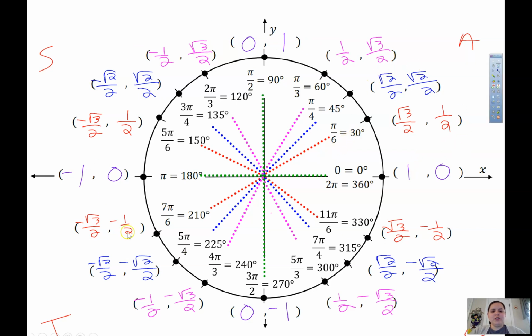If you notice on the unit circle, I have it color coordinated. So all my red ones are the pi over 6 reference angles. So if you notice, the denominators are all like over 6, over 6, over 6, over 6. So the ones next to the x-axis, those are the pi over 6s.